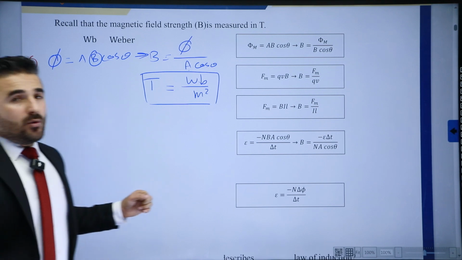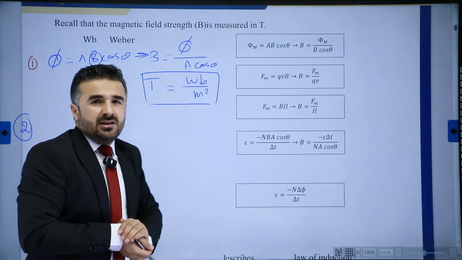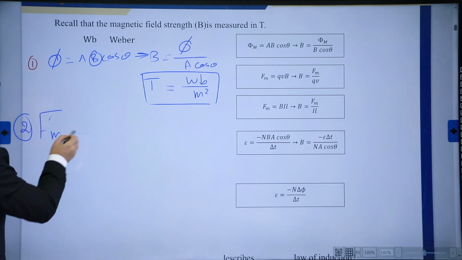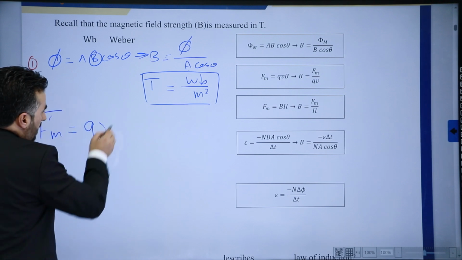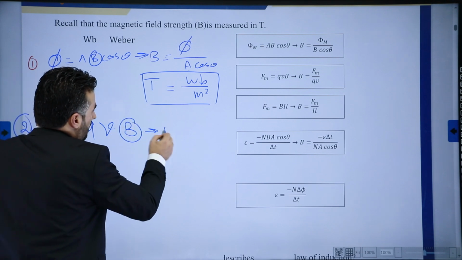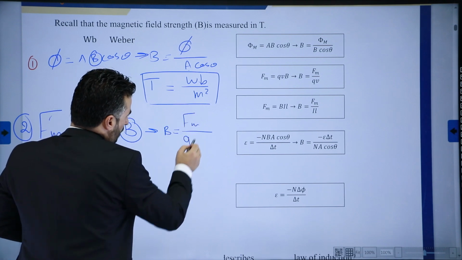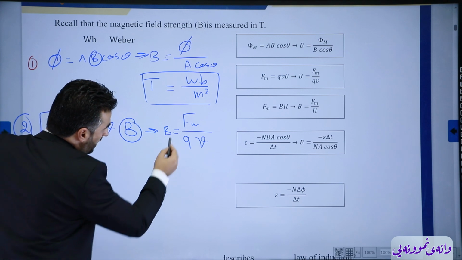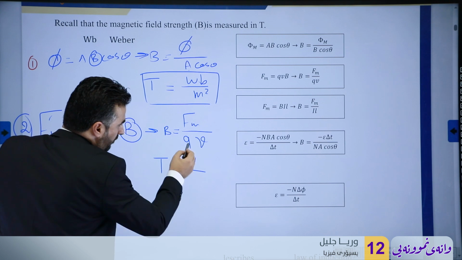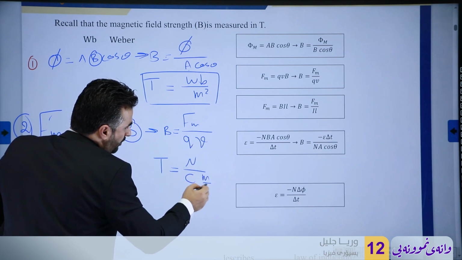Remember the equation that we studied after this, for a charge moving in a magnetic field. We said it will experience a force. That magnetic force was equal to QVB, yes? If we make B the subject, B equals the magnetic force on that charge over QV. So in this case, B is measured in Tesla, equals Newton over charge, measured in Coulomb, and velocity, measured in meter per second.